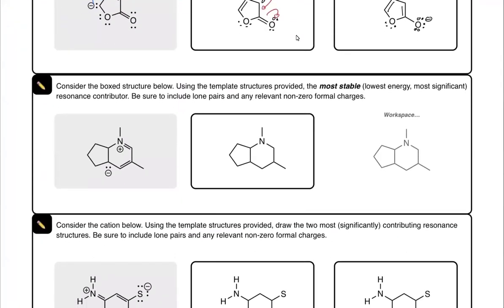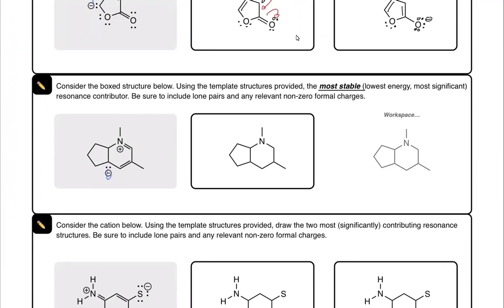Now, another problem type that you could potentially see is you might be given a structure, and you're asked then to draw the most stable resonance structure. So you're not necessarily asked to draw all contributors, but you'll draw the most stable. Now, in this example, we have a positive and a negative, so we'd want to move the negative towards the positive. I provided a template structure here as workspace.